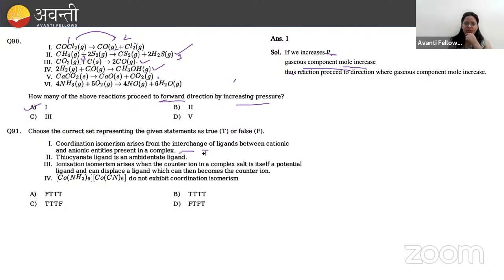Next, ionization isomerism arises when the counter ion in a complex salt is itself a potential ligand and can displace a ligand, which can then become the counter ion. This is again true. Next, this does not exhibit coordination isomerism. This is not true, it actually exhibits coordination isomerism, so this is false. So true, true, true, and false is the correct answer. That is option C. Any doubts in this so far?